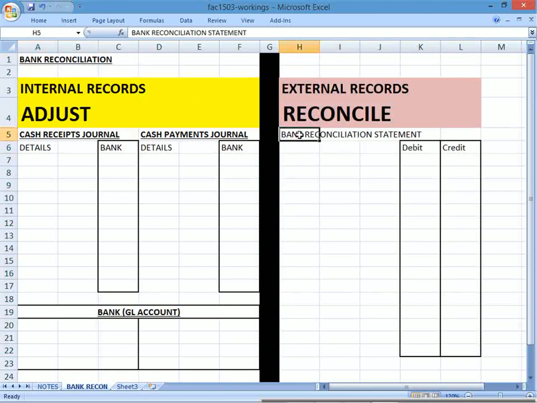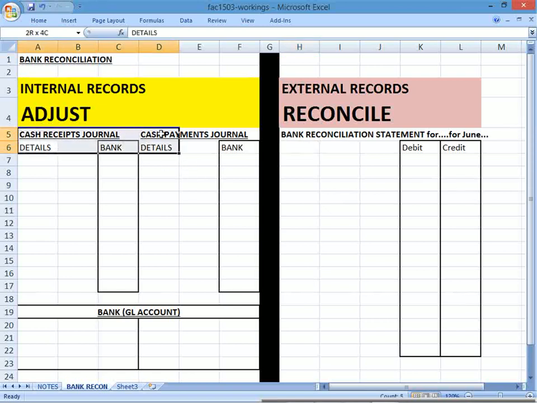Obviously, I would put other things here, like, for example, bank reconciliation statement for the business's name for June, and then for the year, and all of that. Okay, so you can obviously add that to your answer, in terms of detail. Same thing here with journals. You would obviously write the company name, cash receipts journal for the month of June, etc. Okay, that's the first bit.